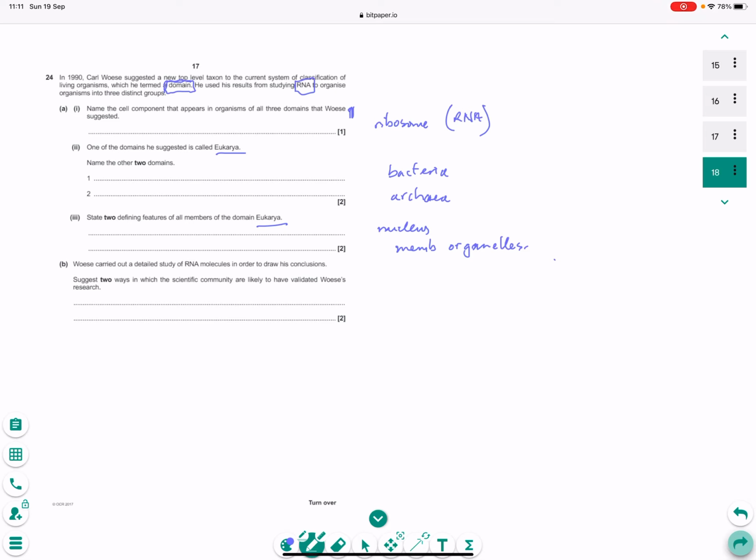Woese carried out a detailed study of RNA molecules in order to draw his conclusions. Suggest two ways in which the scientific community are likely to have validated Woese's research. Well, go and repeat it, check it out, just don't believe him. Repeat experiments. And then you could develop further experiments that would elucidate things a bit more. And then all get together, have a great time at a conference and discuss it all.